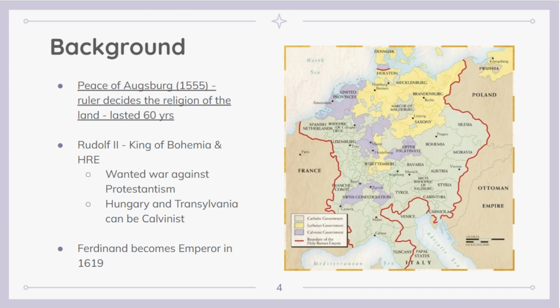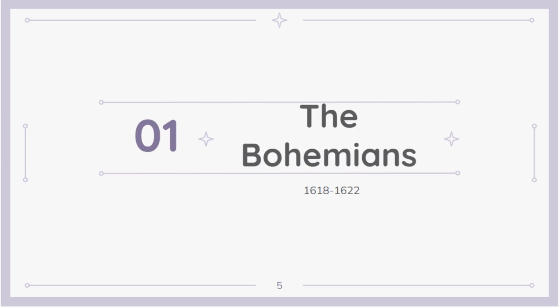So, back in 1555, the Peace of Augsburg let rulers decide their territory's religion, and that lasted for about 60 years. Then the Habsburgs, specifically Ferdinand II, start pushing back. He's a hardcore Catholic and wants to crush Protestantism in general. So, when he becomes emperor in 1619, the stage is set for conflict. And this sets us up for the first stage, the Bohemian stage.